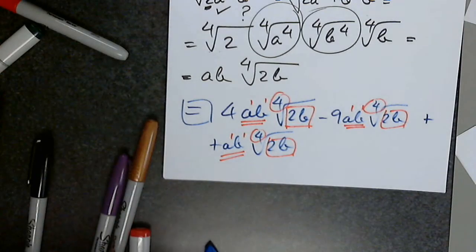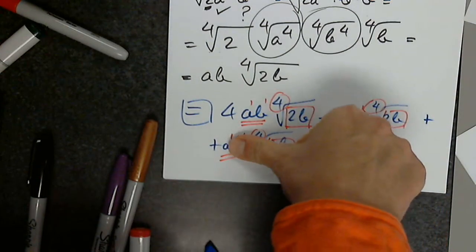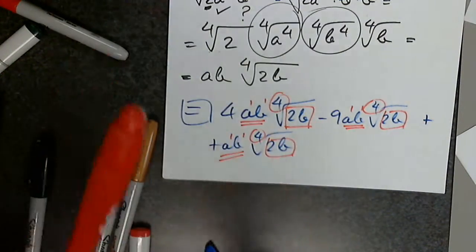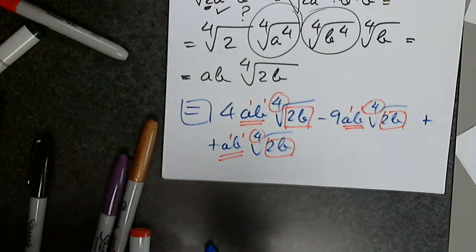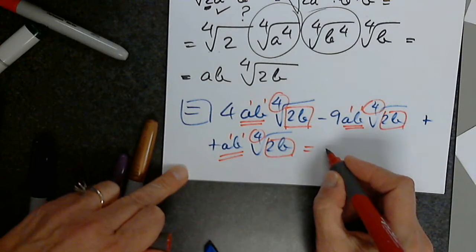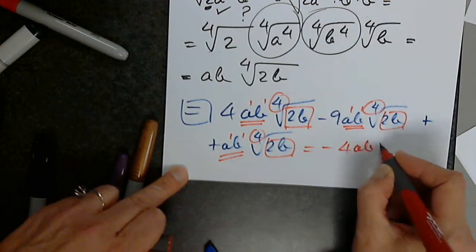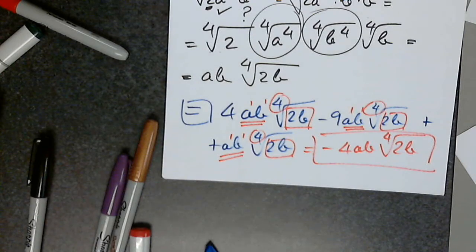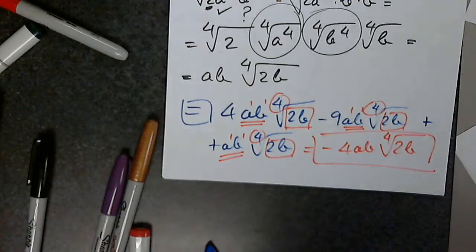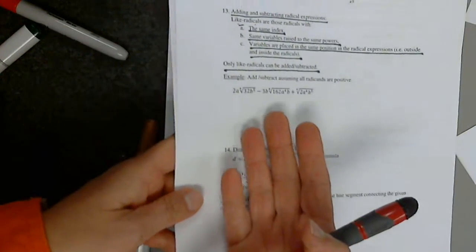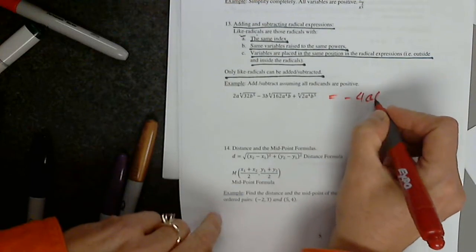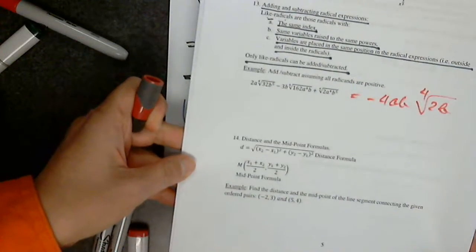So then I could say in my head, 4 apples plus 1 apple minus 9 apples. 4 plus 1 is 5. 5 minus 9 is negative 4ab, the 4th root of 2b. That's it. So coming back to our handout, I would say, yes, these are like radicals. And the simplified form of this is negative 4ab, the 4th root of 2b.